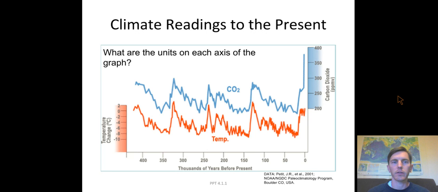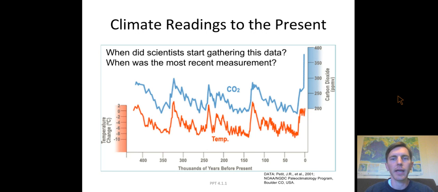The next question to discuss. When did scientists start gathering this data? And when was the most recent measurement? So look at the graph and then pause the video and discuss that with your team.